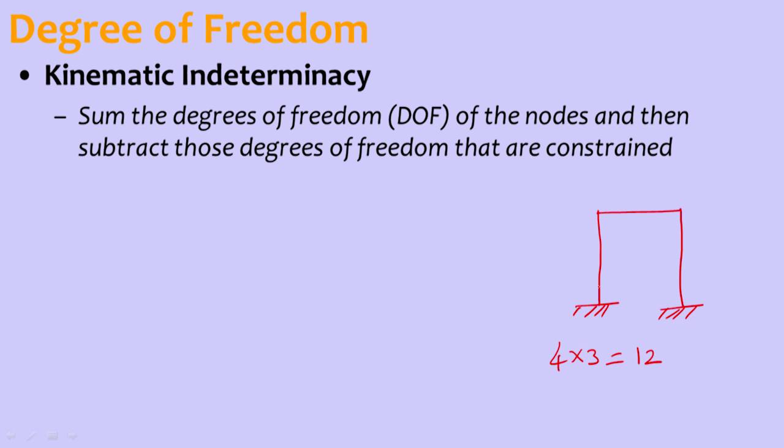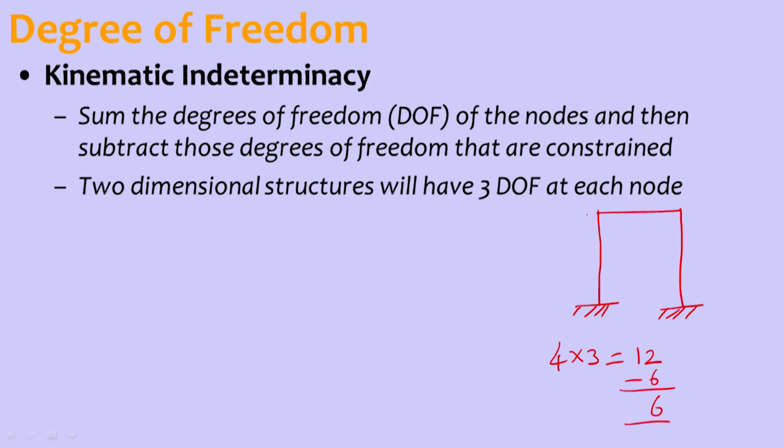In this, 3 at the base are constrained, and 3 on the right side support are constrained. So that means 6 are constrained, and we can remove them. So this frame can be a 6 degrees of freedom frame. 6 degrees of freedom are required to represent the structure's behavior. In a 2-dimensional structure we will have 3 degrees of freedom at each node, whereas in a 3-dimensional structure we will have 6 degrees of freedom at each node.